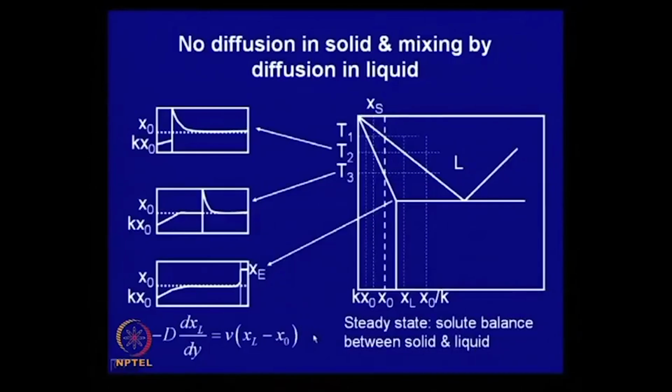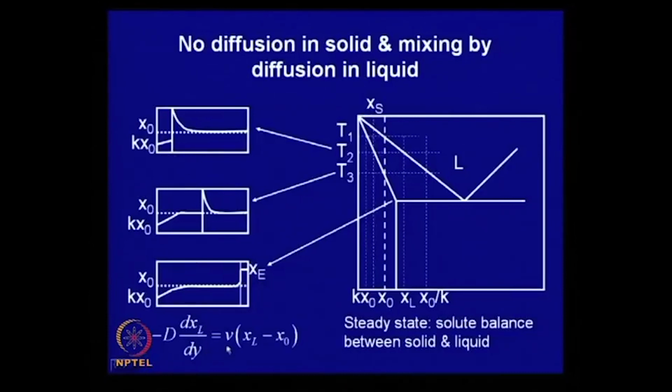And now, let us see, if you balance the solute movement, what type of equation do you get. Now, if we say that x L is the liquid concentration and x naught is the solid concentration when the solidification starts, and we assume that this interface moves with the velocity v.